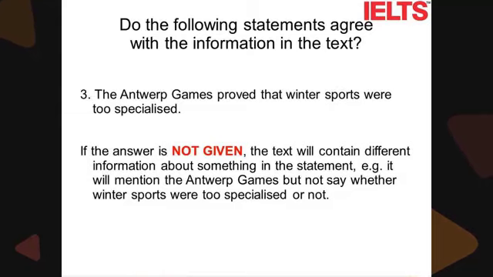So that's step 2 of our process, and it's really important to do that because it helps you understand what to look for in the text. So we know we're going to look for Antwerp games, and we know what a true answer might look like, a false answer might look like, and a not given answer might look like.